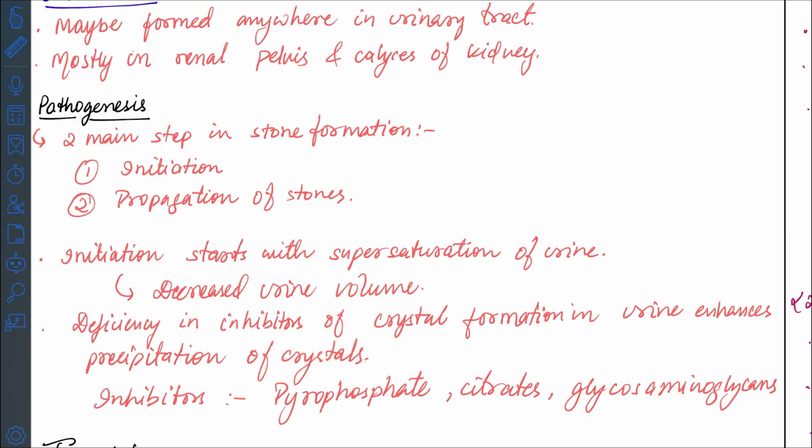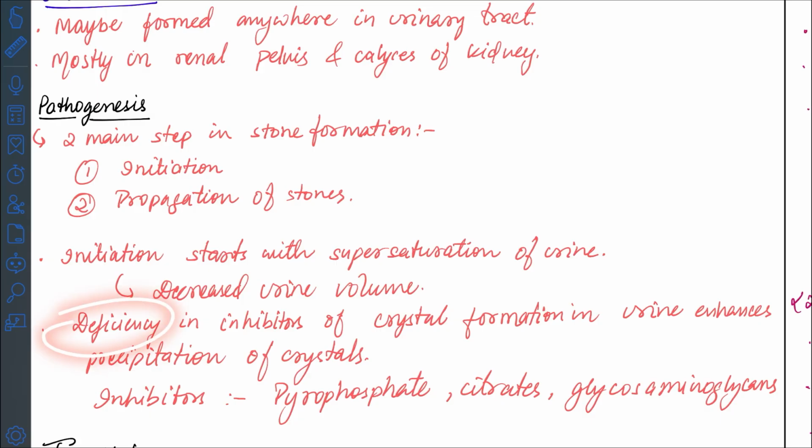So in urine there are many products like uric acid and all those which have this tendency of forming crystal, but in a normal healthy person, this is not seen due to the inhibitors of crystal formation. What are these inhibitors? These can be pyrophosphate, citrate, glycosaminoglycan, and many other things. I have just mentioned three of them here. These are the inhibitors which prevent the formation of crystal in the urine.